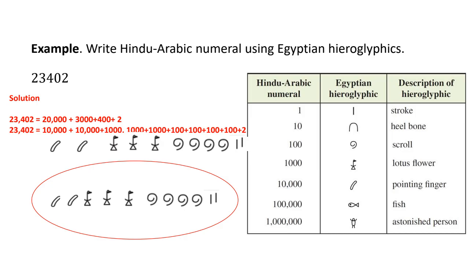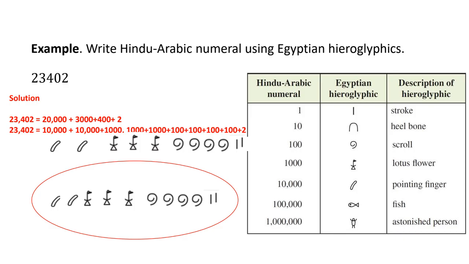Now, since 10,000 is a pointing finger, then I need 2 to get the 20,000. Since the lotus flower is 1,000, I need 3 to get 3,000. Since I have a 400, I'm going to need 4 of the 100, which is the scroll. So I write 4 scrolls. And I need 2 units, and a unit is one of these strokes. So I need 2 of those. So these hieroglyphics represent the number 23,402.